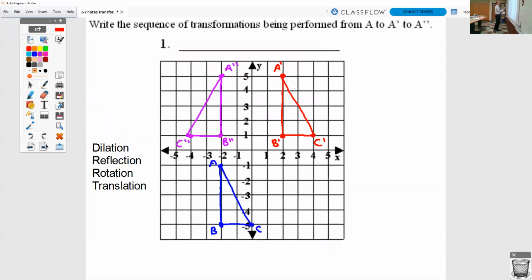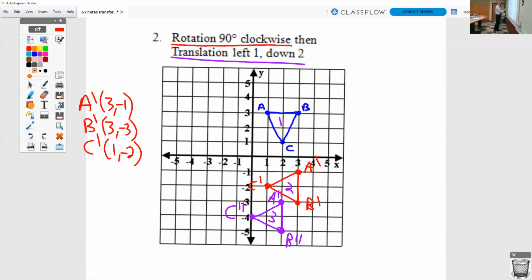new shapes. Now, the other type of question, they'll have the 3 shapes already there for you. What you need to do is you need to say what the sequence is. Now, again, notice what the sequences look like. All right, this is what you're going to be writing. Notice it's very specific. It just doesn't say rotation, then a translation. It says rotation 90 degrees clockwise, then translation left 1, down 2.